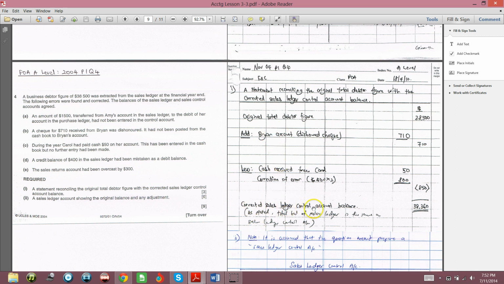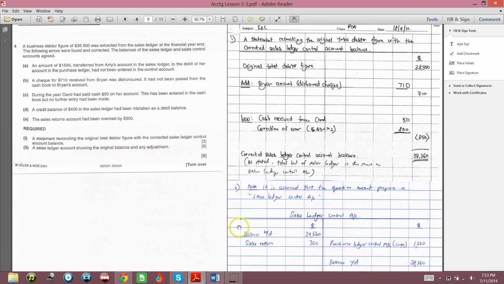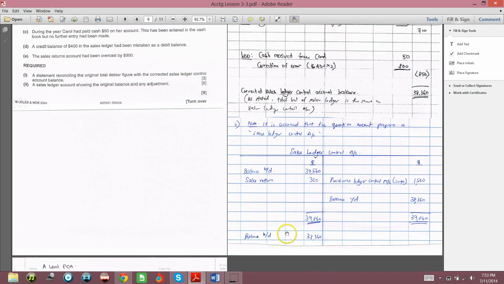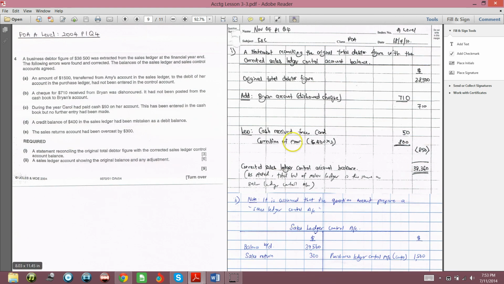Then I put here corrected sales ledger control account balance. Then I put here a dash. Then I can put here add dot dot dot. Then I leave a lot of space. Then I put less dot dot dot. Then underline. I like to space out. And then I take another piece of paper, I write this note, and then I do the structure of the sales ledger control account. Draw and space out. Over here I can't space out because I need to explain to you, so I compact it. But what I suggest is that you space out.